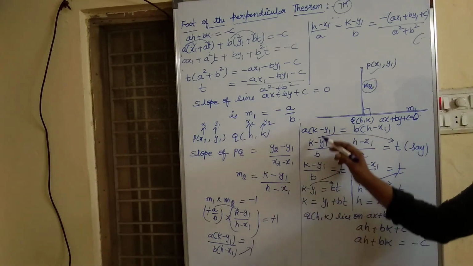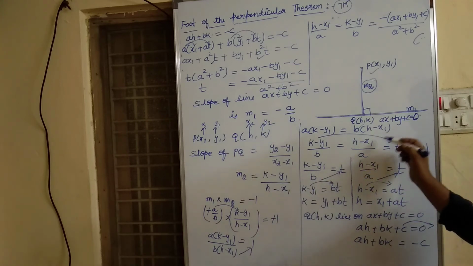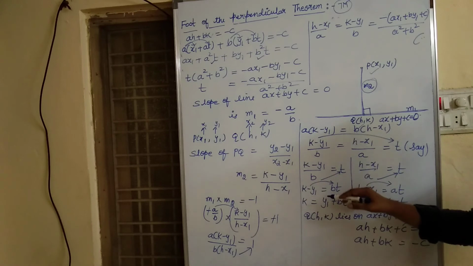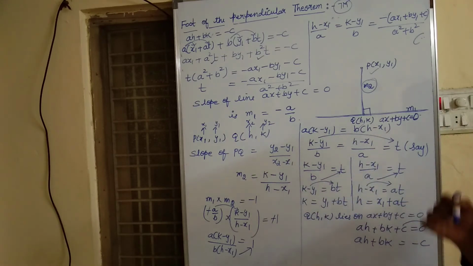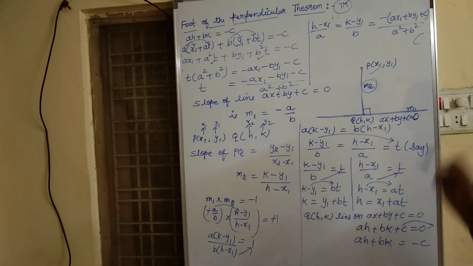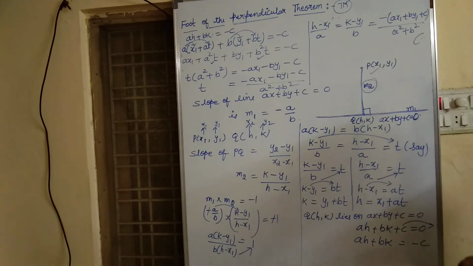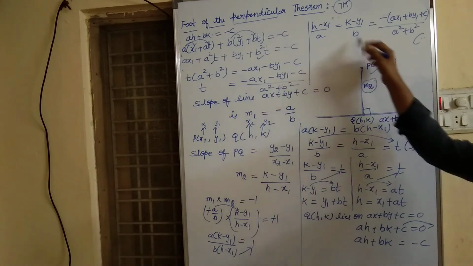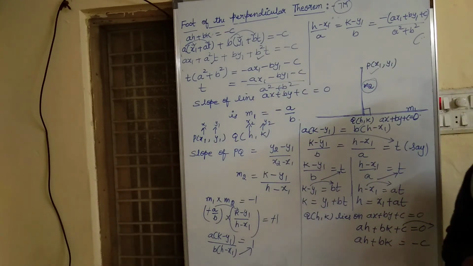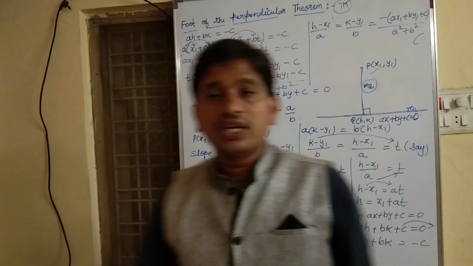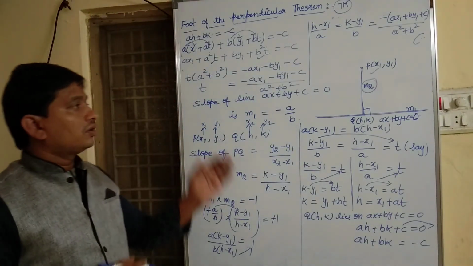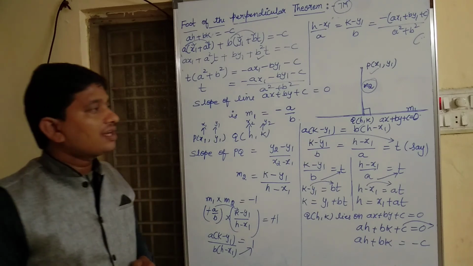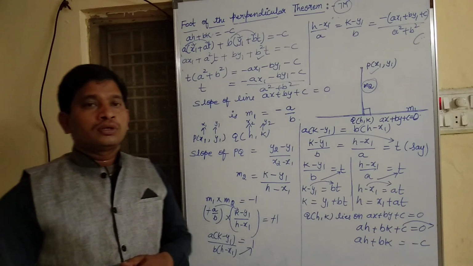So we will get (k minus y1) by b equal to (h minus x1) by a equal to t. From that we will find point (h, k). As we know that (h, k) lies on line ax plus by plus c equal to 0, once we substitute h and k in place of x and y, you will get the required proof. So this is the most important theorem. Until and unless you practice, you can't do it, children. So kindly practice this sum and thank you.